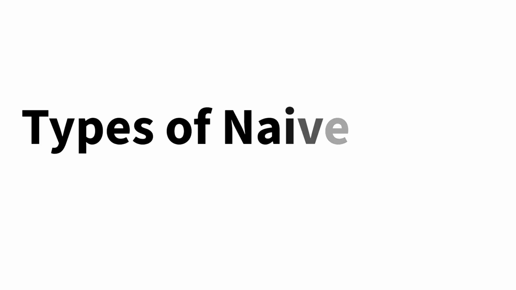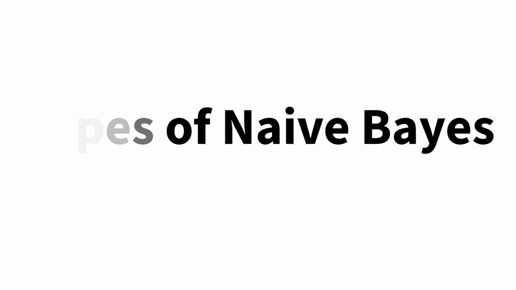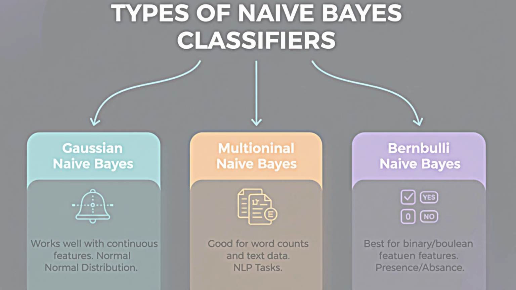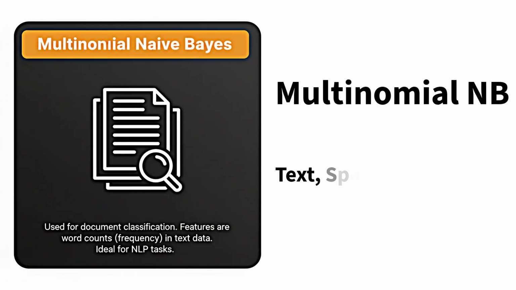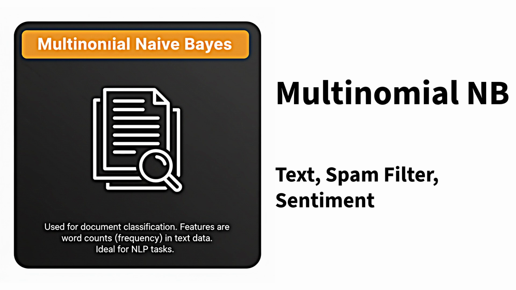In naive Bayes, we have three main types. Based on the situation, we have to choose the right one. So let's look at the types of naive Bayes and where they are used. The first one is multinomial naive Bayes. This is most commonly used for document classification and text-related problems. It includes spam filtering, topic classification, and sentiment analysis.